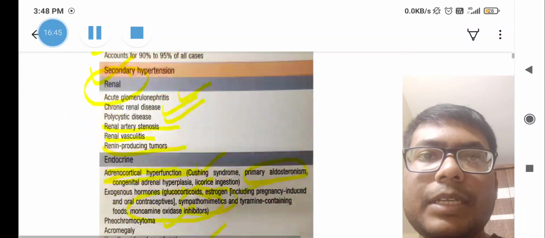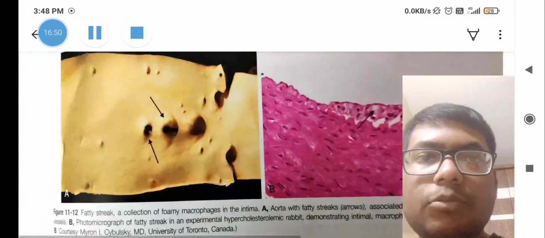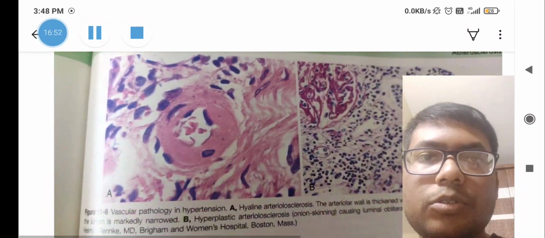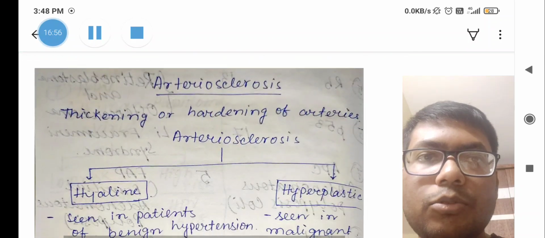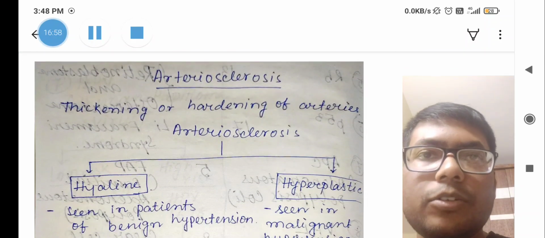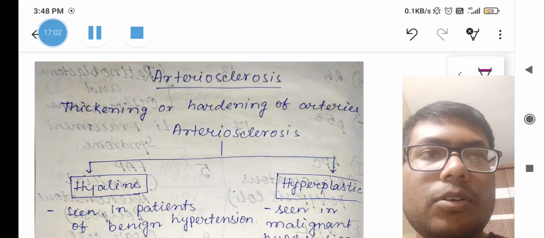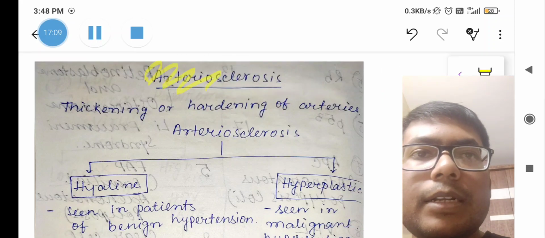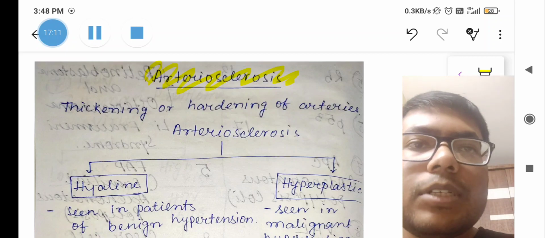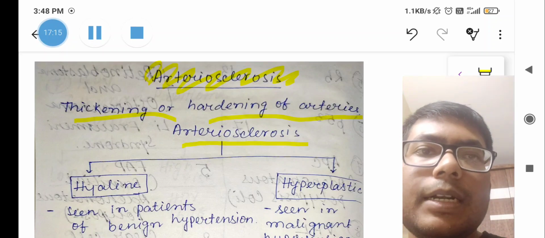Now these are the basics of the pathology of hypertension. Another thing which is very important to know before atherosclerosis is arteriosclerosis. Arteriosclerosis is the thickening or the hardening of the arteries.